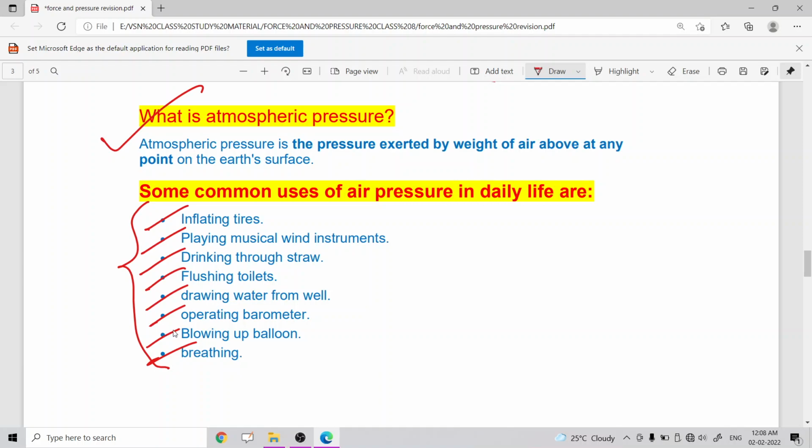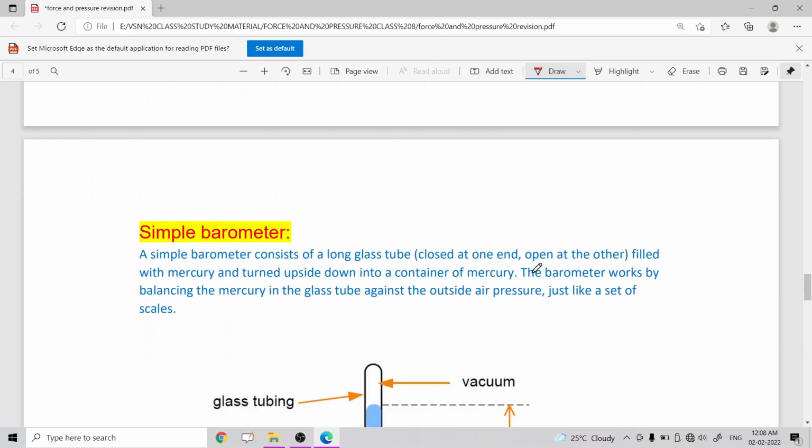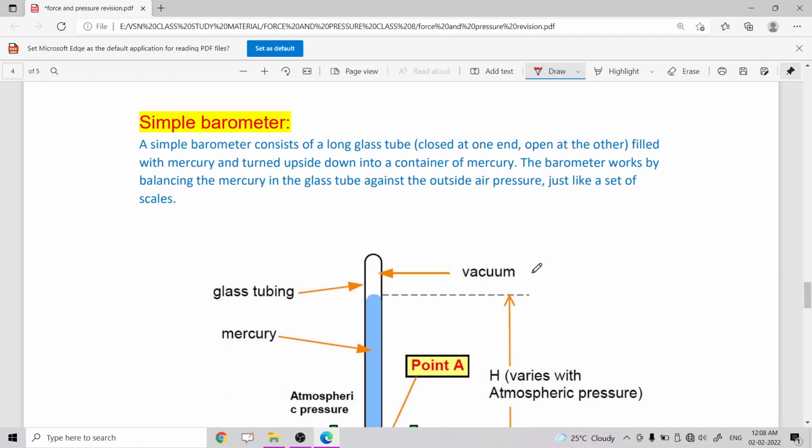So these are some common uses of air pressure that are generally used in our daily life. Now we move to another instrument that is used to measure atmospheric pressure. This is called the simple barometer.